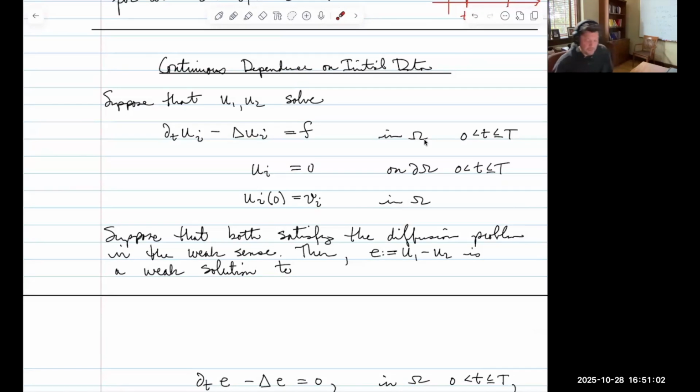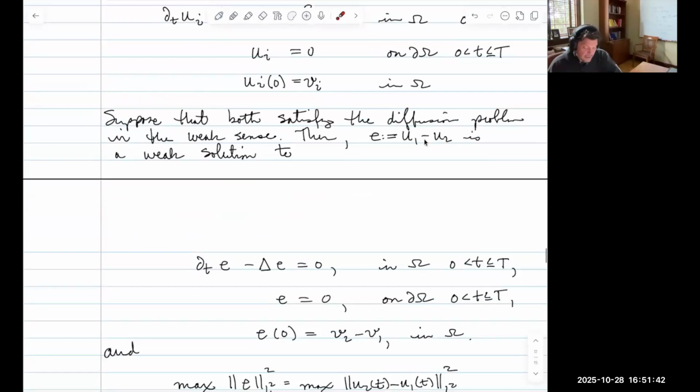All right, let's use the estimates that we've derived to deduce what's called a continuous dependence on initial data. Suppose that I have two solutions that solve two different problems. Now, we're going to assume that they both have the same right-hand side forcing term, F. So there's two solutions, i equals 1 and 2, to solve this problem. Now, we're going to assume that they have different initial conditions, but they have the same forcing function.